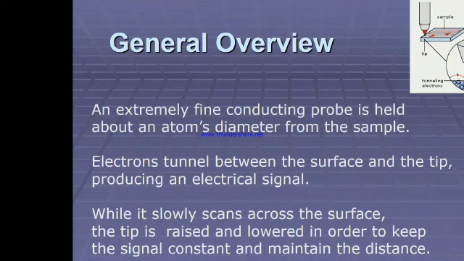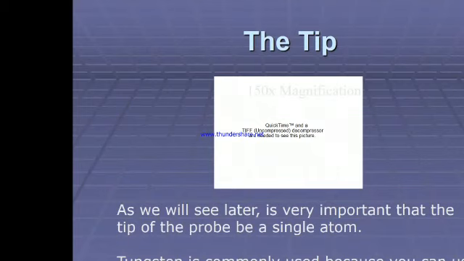A general overview: an extremely fine conducting probe is held at about an atom's diameter from the topography of the substance. The electron tunnels between the surface and the tip to produce an electrical signal. While you scan the surface across, the tip is raised and lowered in order to keep the signal constant and maintain the distance. This enables it to follow the smallest details of the surface as it's scanning.